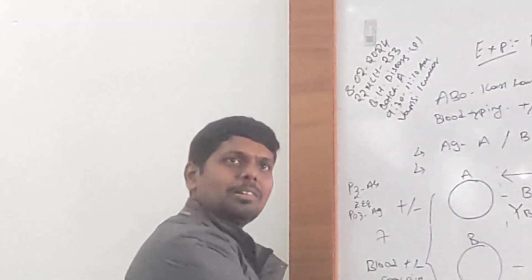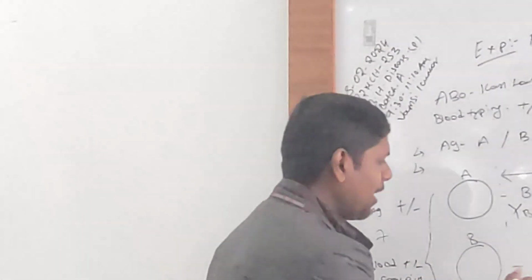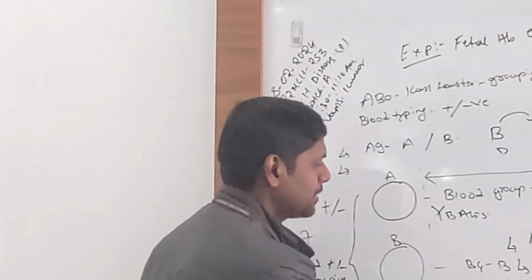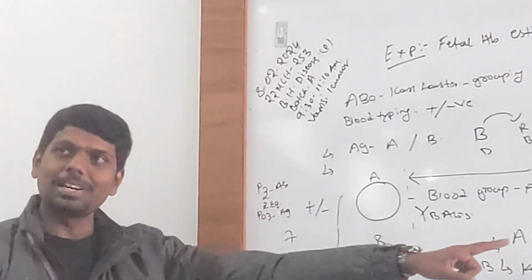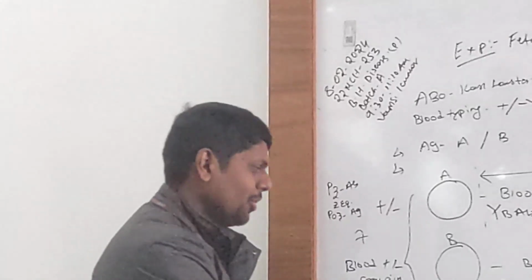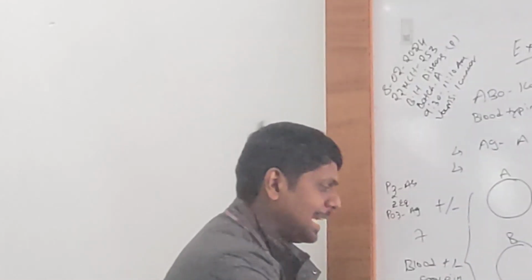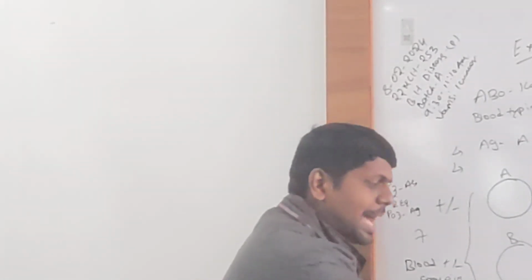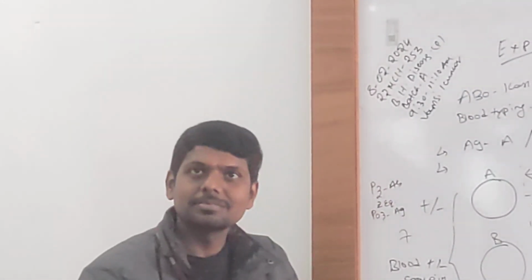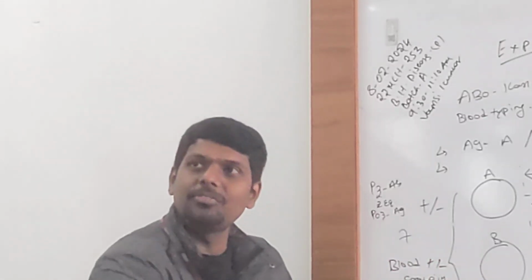B group individuals must not have B antibodies. Hence, they have A antibodies. Then our Landsteiner law is applicable here also. If a particular antigen is present, the corresponding antibodies should not be present. Since here A and B are present, both the antibodies are absent. Yes, sir. See, the law fits perfectly here.